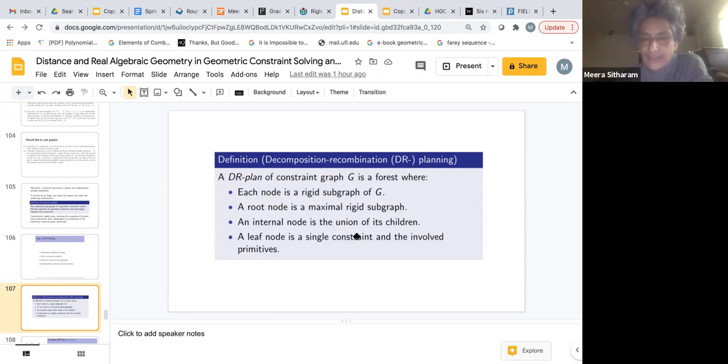And it could be a forest because, in this description, we're not starting out with any assumption that G be rigid. So if G is not rigid, it's going to end up with multiple roots, so to speak, each one of those being the maximal rigid subgraphs. A root node is a maximal rigid subgraph of the graph. But if you started out with G itself being rigid, you'll have a tree with a single root node. Okay.